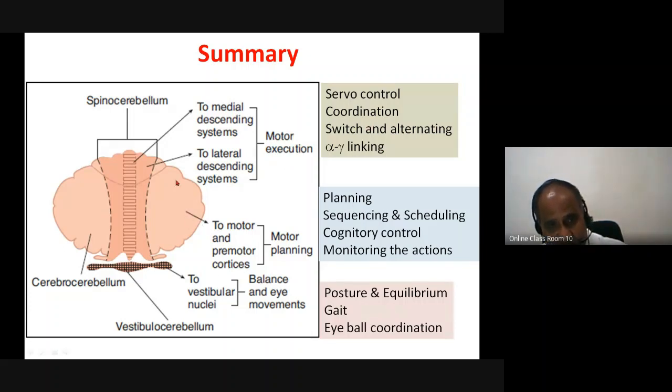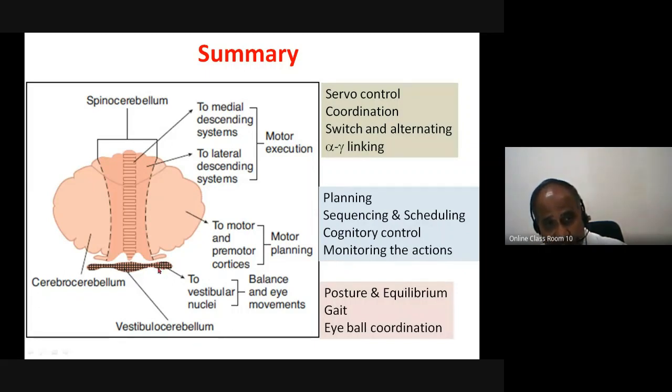Then we have the lateral cerebellum. The lateral cerebellum is connected with the dentate nucleus here, and this is for motor planning. It receives input from the premotor area, and this is for planning of the action, sequencing and scheduling of the action, cognitive detailing of the actions, and monitoring the actions as they are going on. So that is about the cerebrocerebellum or lateral cerebellum.